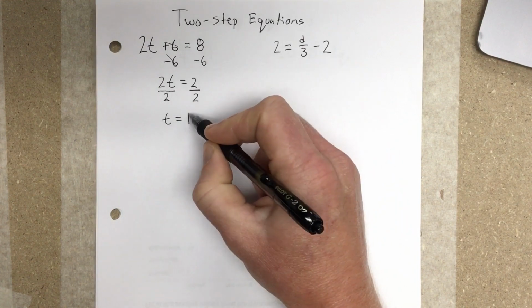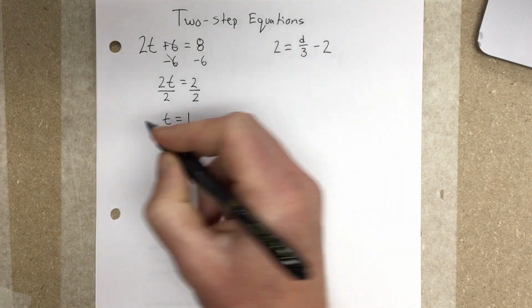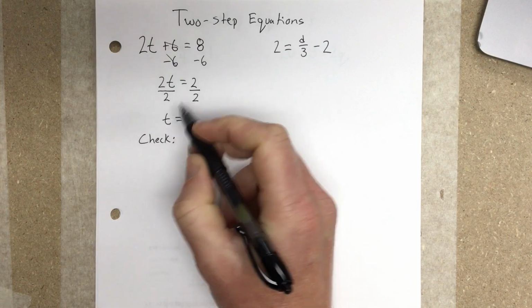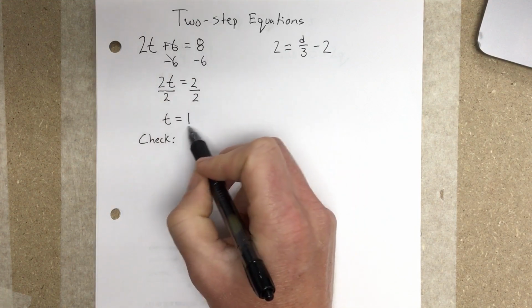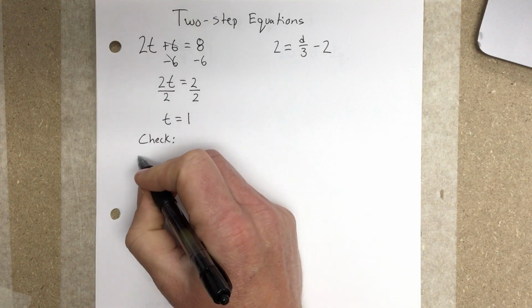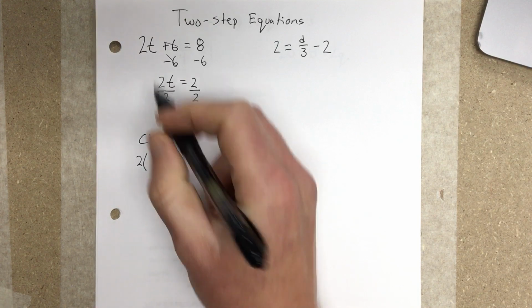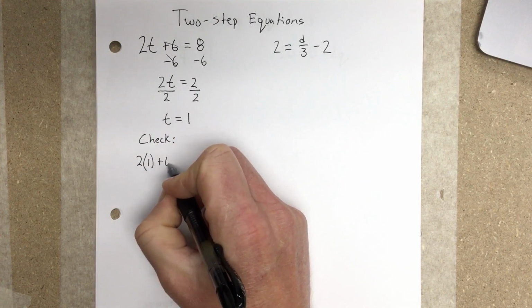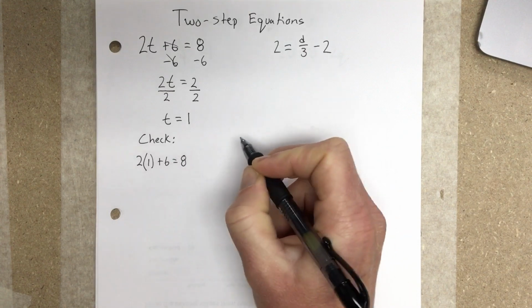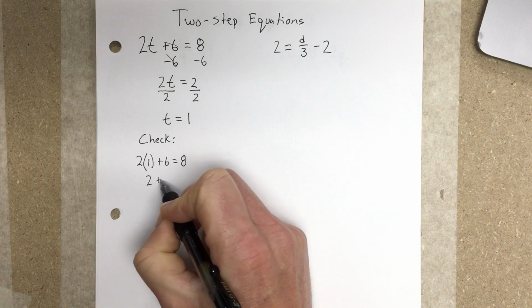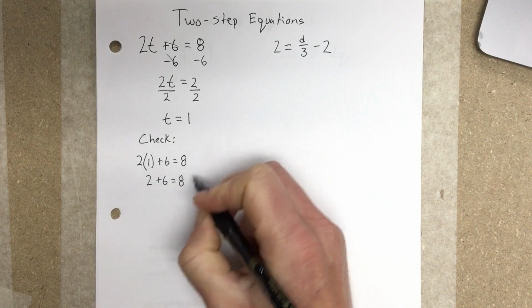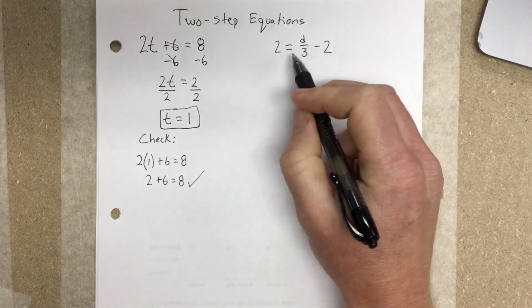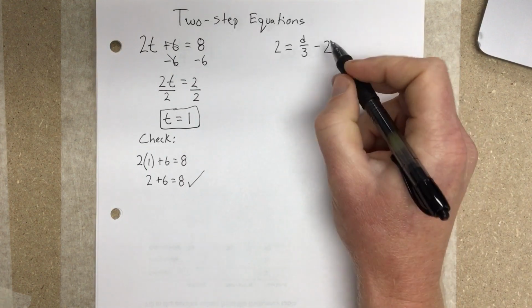Now this tells me that 1 is my solution, and I can always check my solution by going back and plugging into the equation. So I think this is the answer, but let's plug it back in and check it out. I'd have 2, and if I replace the t, because we now know t is 1, I have 2 times 1 plus 6. The question is, does that equal 8? 2 times 1 is 2, plus 6. Well, yes, 2 plus 6 is 8, so I can check that off. That is my solution. Let's move on to the fraction problem here.